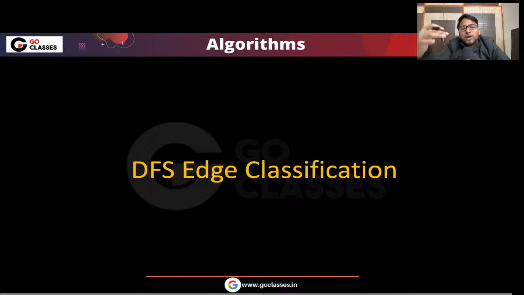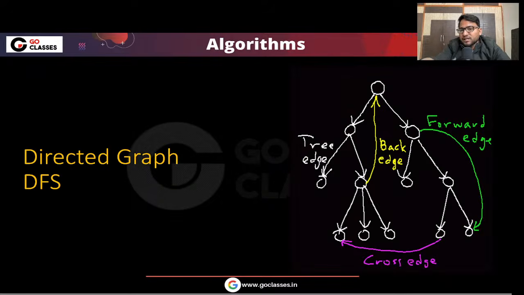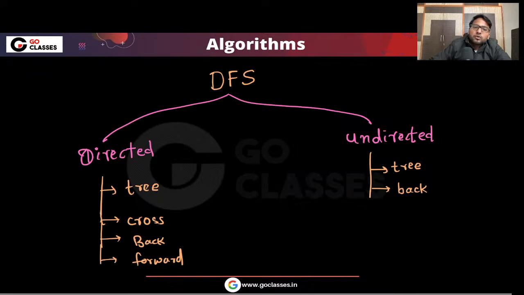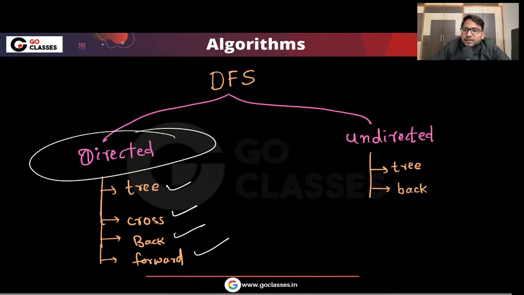Okay, so now let's just see DFS edge classifications. There are different types of edges that DFS has. So let's just see what kind of edges DFS has. Okay, there are tree edges, back edges, forward edges, and cross edges, right? In undirected graphs, there are only tree and back edges. So we will see what these edges are.